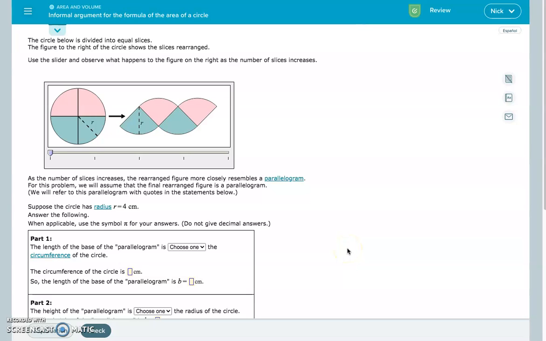Hello everybody, this is Mr. Bowman. Today we're going to be looking at the informal argument for the formula of the area of a circle. So we're not going to do any official proofs or anything. This is going to be informal, just kind of helping you see what's going on.